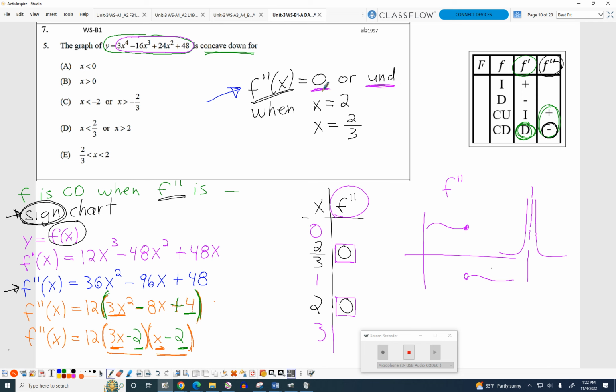And then when it's undefined, will there be a switch? Divided by 0 is going to be undefined. Yeah. Square root of a negative. We don't deal with imaginary numbers, not for this class. This is real calculus, is what they call it.